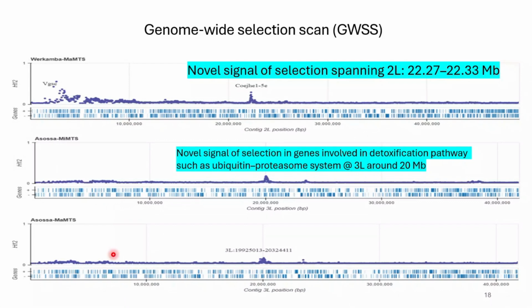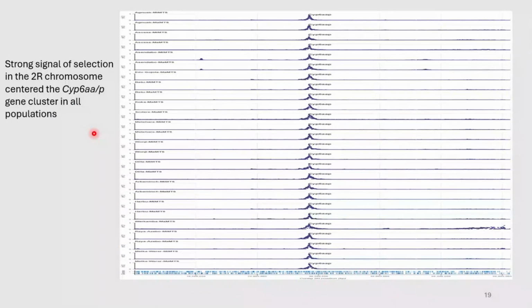We also looked into the 2R chromosome, and we found a pronounced signal of selection centered at the CYP6AAP gene cluster. We found this signal of selection in all Anopheles arabiensis cohorts from Ethiopia, even in the area where we did not get high frequency of the CYP6AAP gene. So this can tell us maybe selection for the CYP6AAP gene cluster might also be driven by other structural variants like SNPs, deletions and inversions.